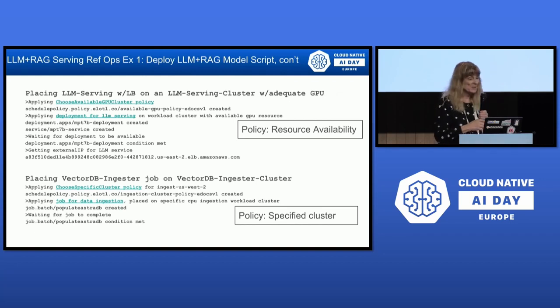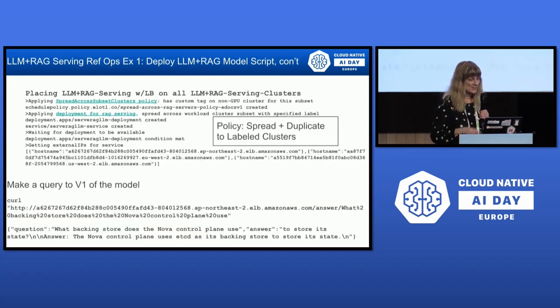Third step is to populate our VectorDB with the VectorDB ingester. Here we're using yet another policy. This policy is a specified cluster policy. Please run this job on the cluster I specify, so that when we run the data ingestion job, the policy applies to that job and the data is ingested and put into the vector database.